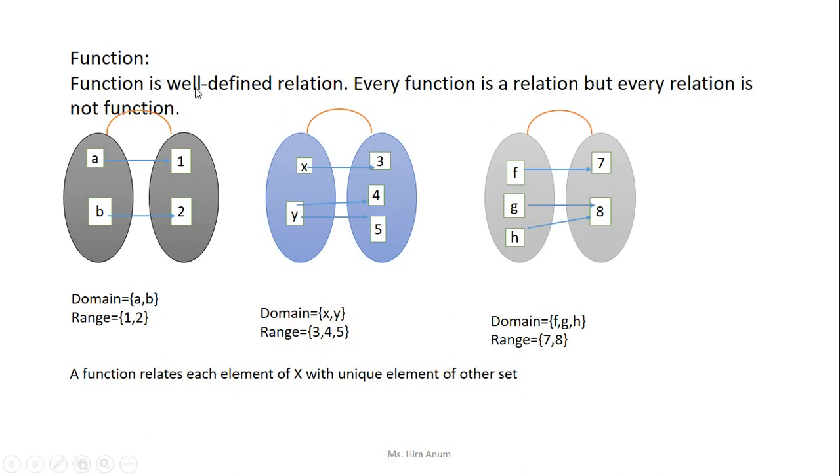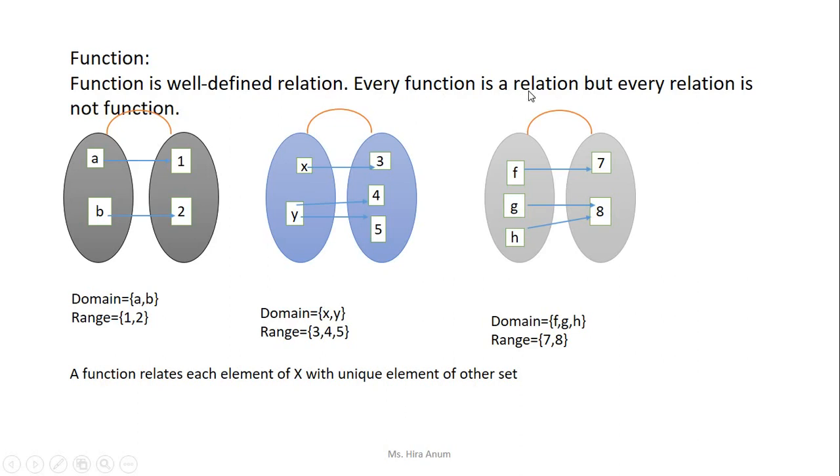Function. A function is a well-defined relation. Well-defined means an exact, proper relation. I will make it clear with an example. Here G relates with 8 and H also relates with 8. This is a function. But if G relates with 8 and G relates with 7, then it's not a function, because here we do not have a well-defined relation.